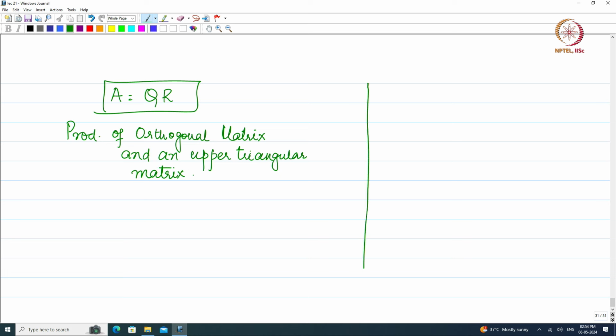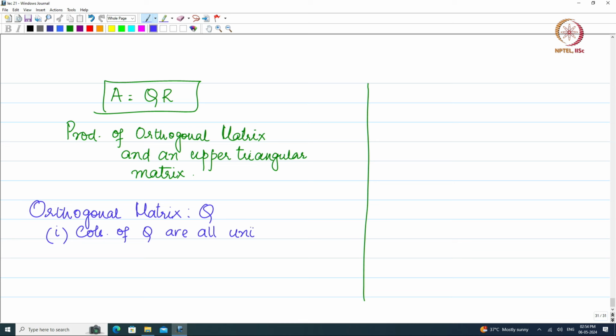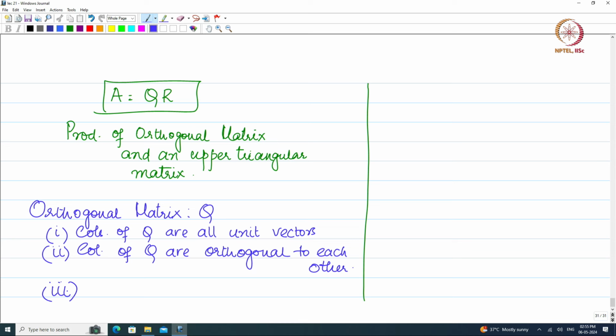Right. So, what is interesting about this orthogonal matrix? Let us just write the properties of it. The orthogonal matrix Q has the property that the columns of Q are all unit vectors, that means their length is 1. The column vectors of Q are orthogonal to each other, and a more interesting property is that if you have such a matrix, the inverse Q inverse is equal to Q transpose. So, that is what we call an orthogonal matrix.